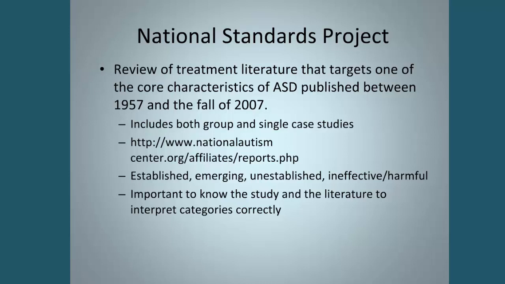It includes both group and single case studies, and I've included the link, and I've also included a copy of it in this week's assignments. It took all of those studies and aggregated all of the intervention studies for different types of intervention and categorized those into different categories: established, emerging, unestablished, ineffective, or harmful. Now, it's really important to know the study and the literature in order to interpret categories correctly, because interventions may be in a category for totally different reasons. So you can't just take this information on the surface.